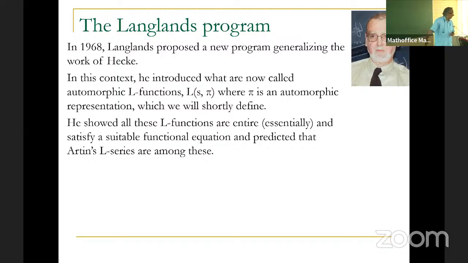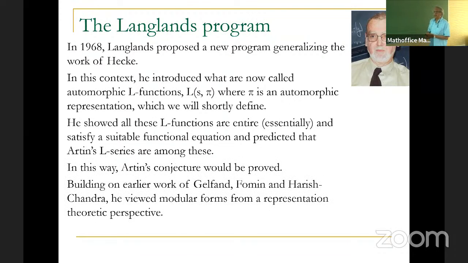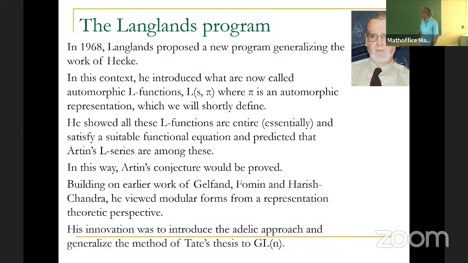It's okay. So in this way, Artin's conjecture would be proved. Building on earlier work of Gelfand, Fomin, and Harish-Chandra, he viewed modular forms from a representation theory perspective. His innovation was to introduce the adelic approach and generalize the method of Tate's thesis to GL(n). So you see now Tate's thesis, reproving an old theorem, all of a sudden comes to facilitate a new perspective of building L functions from that vantage point.